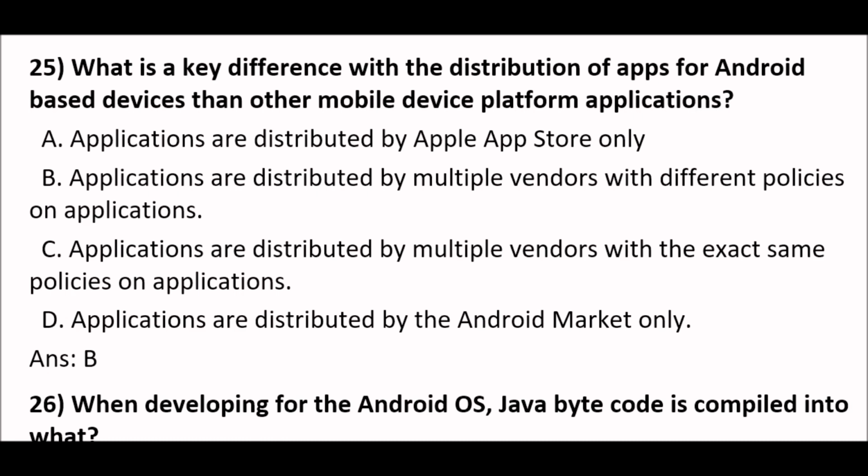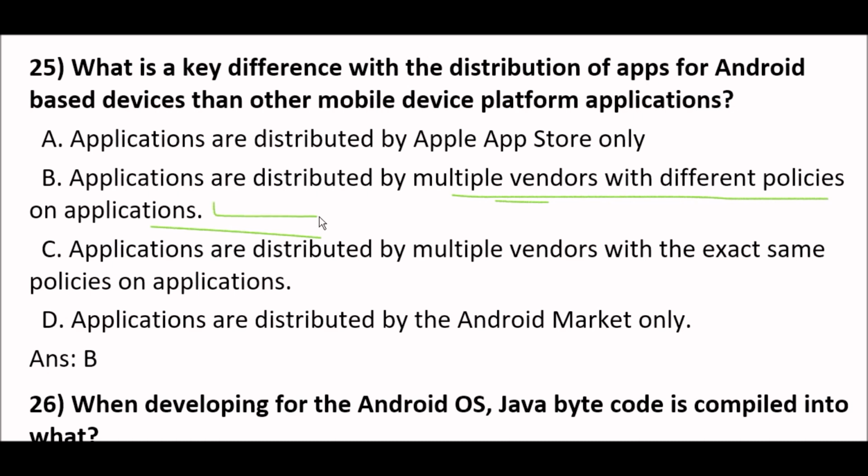Focus on the question. What is the key difference between the distribution of apps for Android based devices than other mobile device platform applications? Okay. So right answer here is option B. Applications are distributed by multiple vendors with different policies on applications. Okay. So this is the key difference with the distribution of apps for Android based devices than other mobile device platform applications. And this is applications are distributed by multiple vendors with different policies on applications.